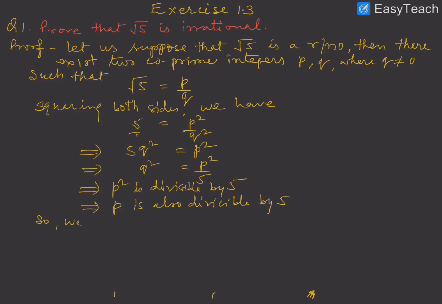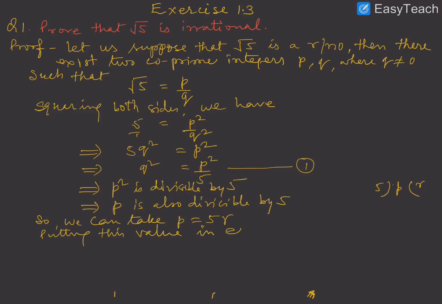So, we can take p is divisible by 5, let the result be r. So, we can take p is equal to 5r. Putting this value in equation 1, we have q square is equal to 5r square by 5, 25r square by 5. Finally, we get 5r square.